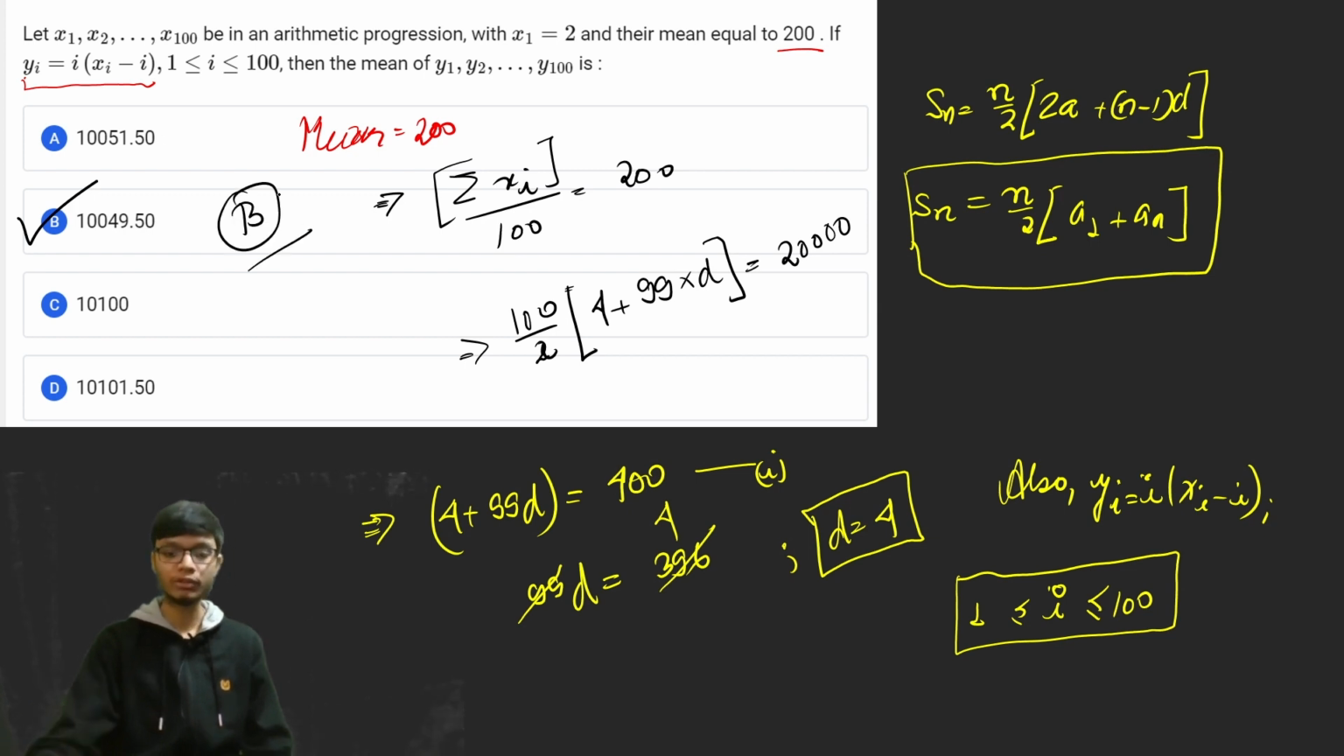Now this problem was actually important. Why? Because it gave you information about one sequence and asked you about the other one, so you can understand how easily we can solve for the other one by just getting out the xi. So that was an important thing.